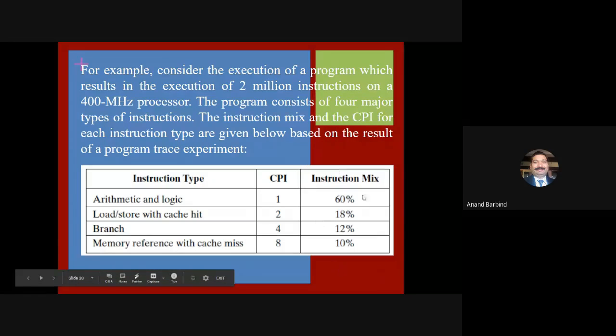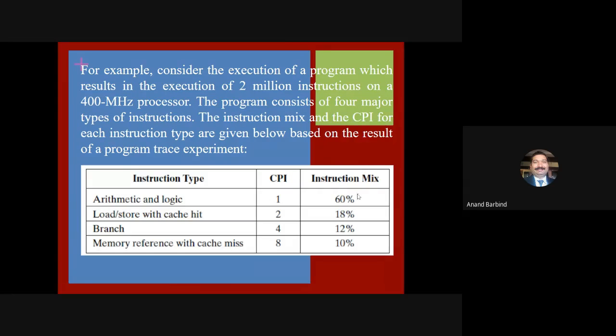So the mix of these instructions is: arithmetic instructions are 60%, load store are 18%, branch are 12%, and memory references with cache miss are 10%. Total 2 million instructions are there. So this is the percentage of the instructions. I1 type are 60% of 2 million.